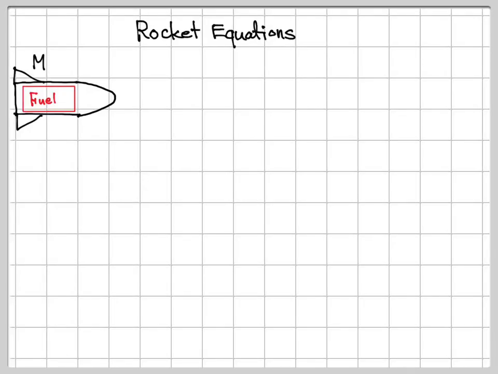In this video, we'll do rocket science. We will derive two rocket equations. There is a rocket with a fuel in it. Mass m includes the mass of the rocket and mass of the fuel.